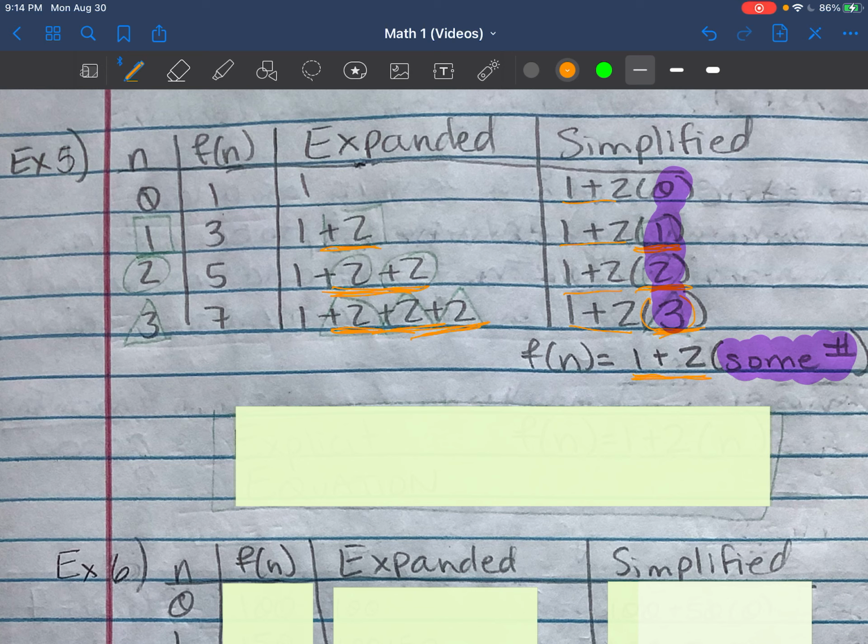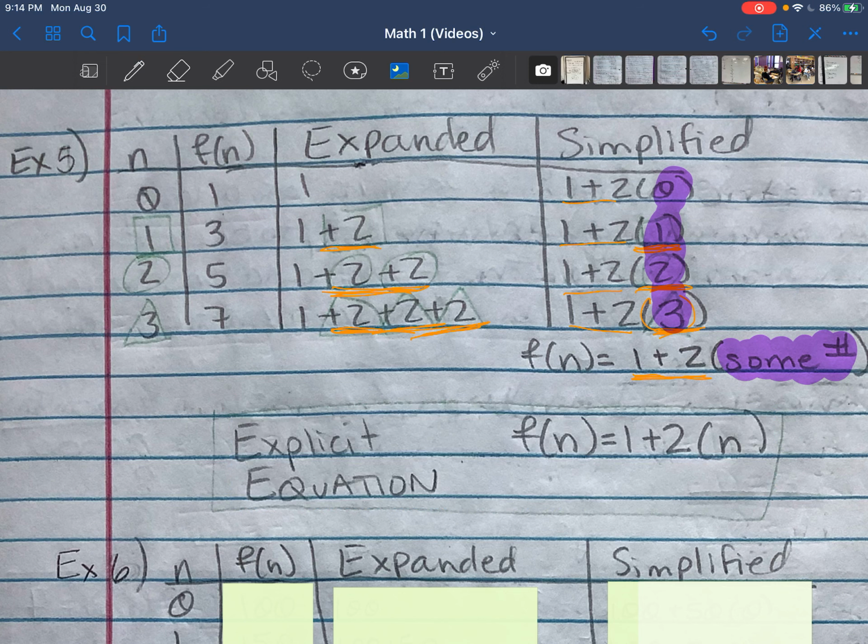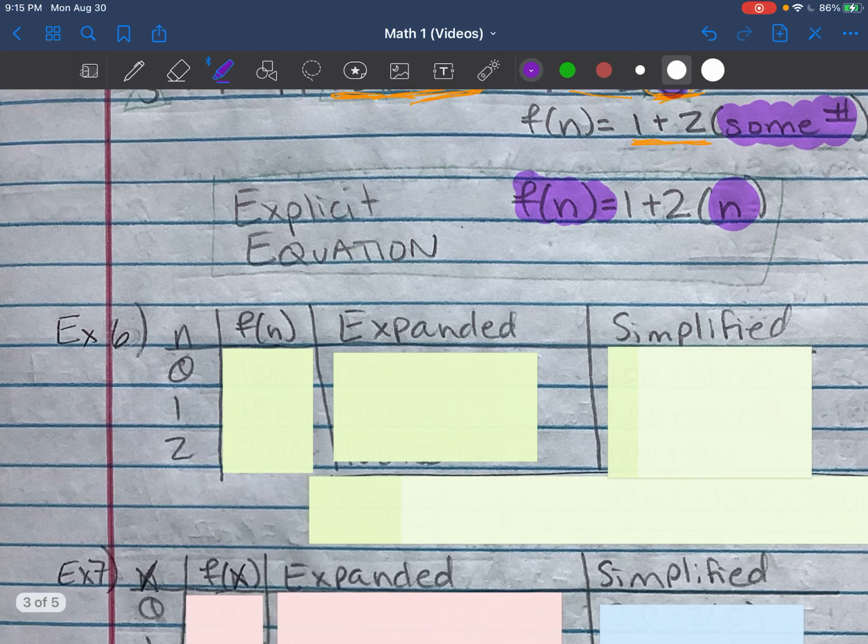So what we're going to do is call this the explicit equation. And instead of some number, we're going to write an n. So the explicit equation for this guy is f of n equals 1 plus 2 times n. And again, this always starts with f of n equals. The recursive starts with f of n equals f of n minus 1.